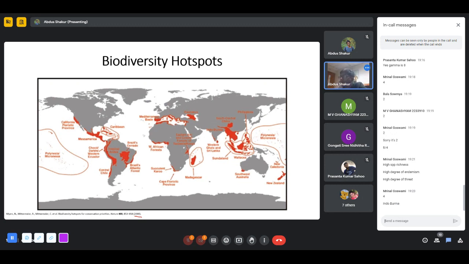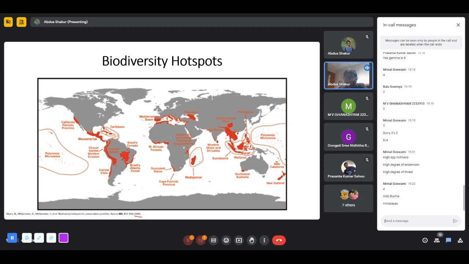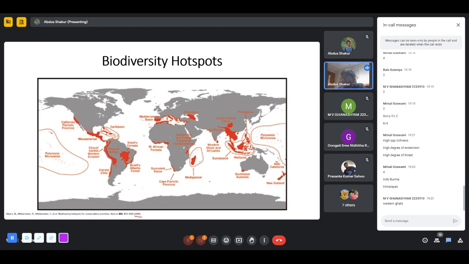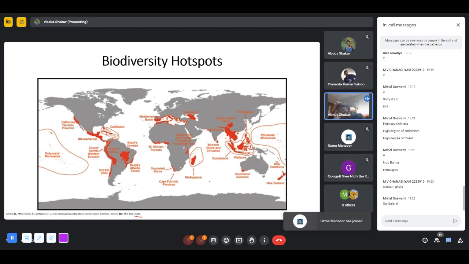Indo-Burma, and this is a really old picture. Some of the hotspots have been modified. They have been split up, and a few more have been added since that time.